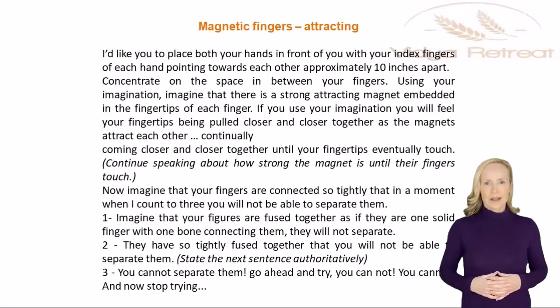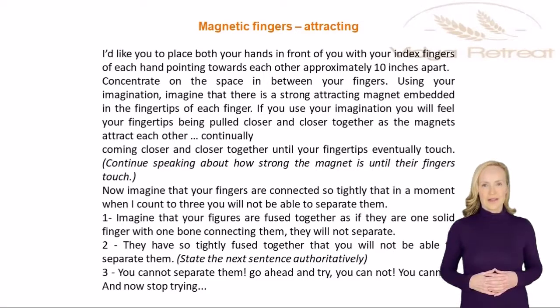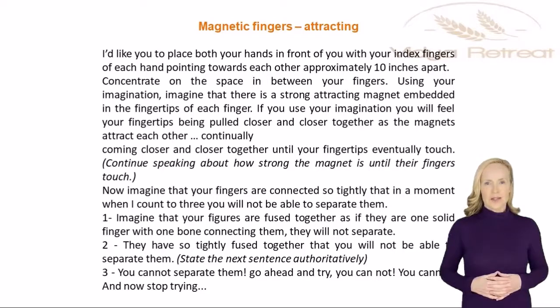Magnetic fingers. Attracting. I'd like you to place both your hands in front of you with your index fingers of each hand pointing towards each other approximately 10 inches apart. Concentrate on the space in between your fingers. Using your imagination, imagine that there is a strong attracting magnet embedded in the fingertips of each finger. If you use your imagination, you will feel your fingertips being pulled closer and closer together as the magnets attract each other continually, coming closer and closer together until your fingertips eventually touch. Continue speaking about how strong the magnet is until their fingers touch. Now imagine that your fingers are connected so tightly that in a moment when I count to 3 you will not be able to separate them.